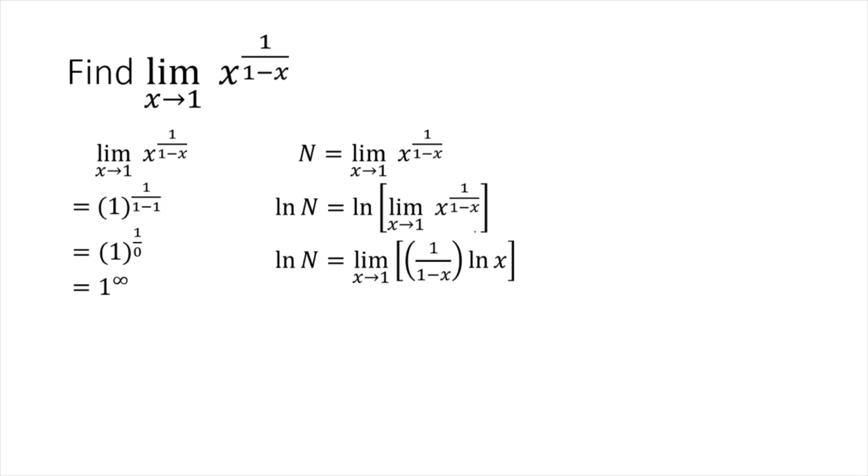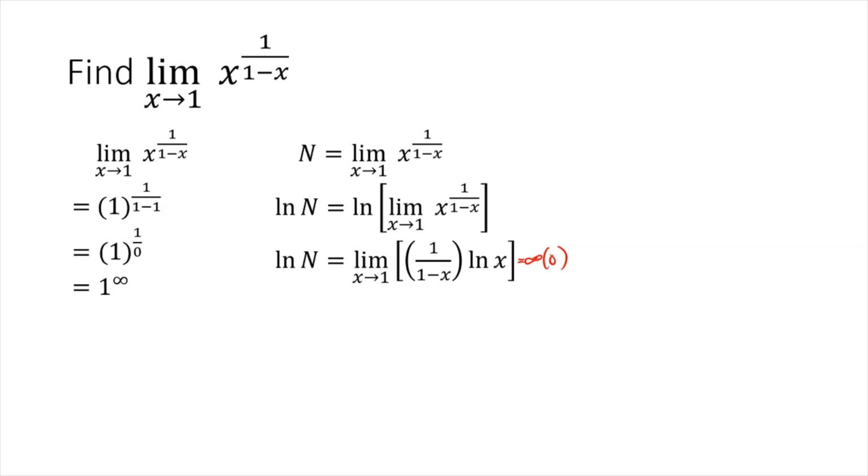Okay, so we have here 1 over 1 minus x, where x is 1, so 1 minus 1 is 0. Therefore, this ratio will approach infinity. Okay, so 1 over 0, that's infinity. And then ln of 1, because x is 1, so ln of 1 is 0. We have 0 times infinity. That's an indeterminate product.